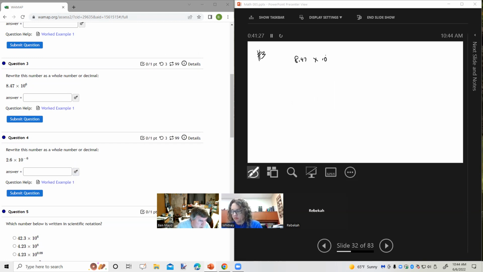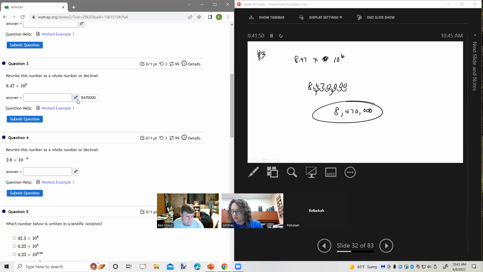8.47 times 10 to the 6th power. 10 to the 6th power, so we're going to move the decimal point 6 places to the right. So 1, 2, 3, 4, 5, 6. So 8,470,000 would be that answer. Okay.